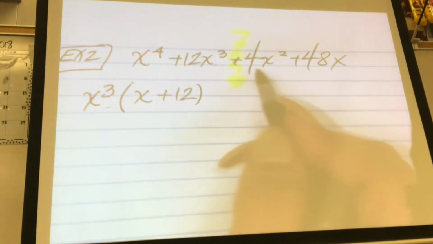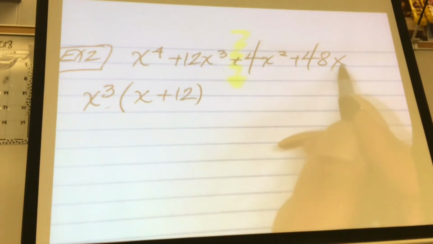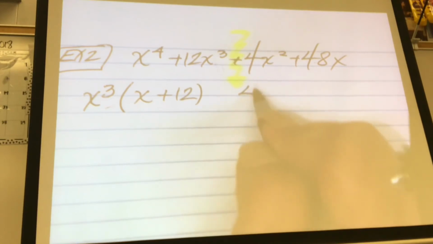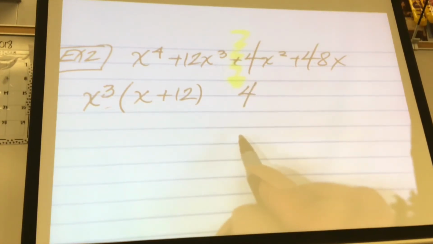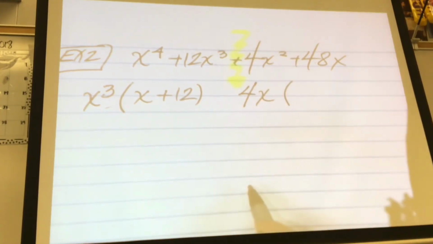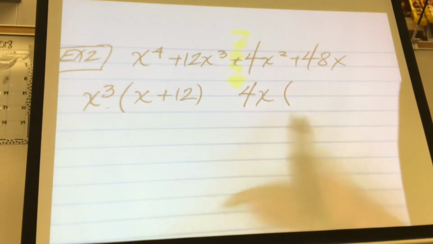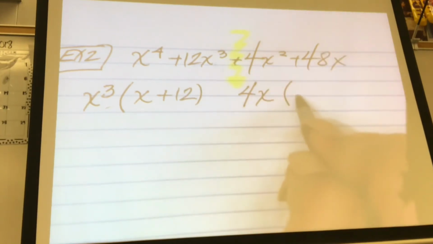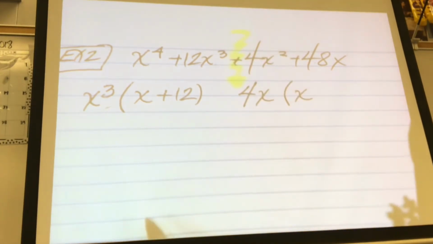All right, Josh, help me out. What can I take out of a 4x squared and a 48x? 4, and can I take out any letters, any variables? And x. Nicely done. Let's take out a 4x. Jarrell, what's left over? 4x times what gives me 4x squared? Almost. 4x times 1 is 4x. I want 4x squared. Nicely done.